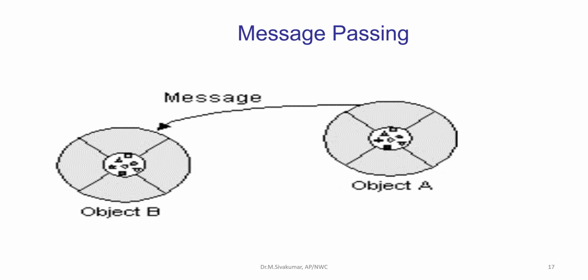Now we come to message passing, which is how objects communicate in OOP. In an object-oriented system, objects interact by sending messages to each other. A message can be understood as calling a method of another object. For example, object A calls a method of object B, which means A sends a message to B. This communication is essential in real-world applications.